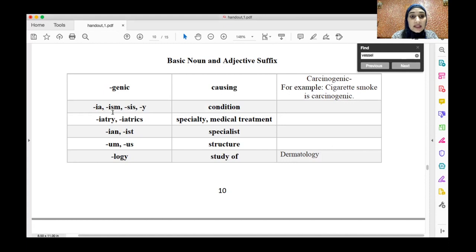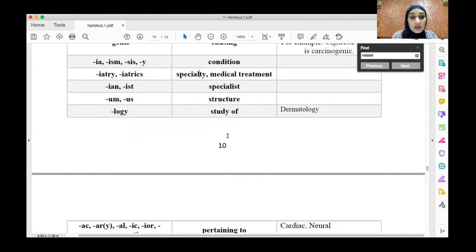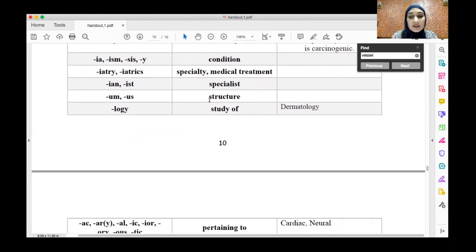We have ia, ism, osis, and y, which mean condition. Iatry and iatrics mean speciality or medical treatment. When we say ian or ist, it means specialist. And ure means structure.